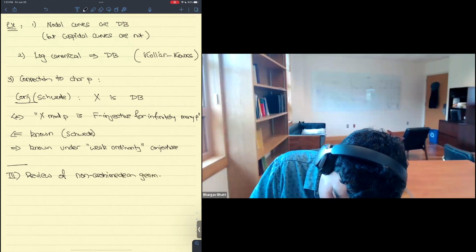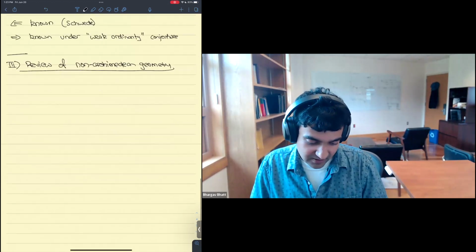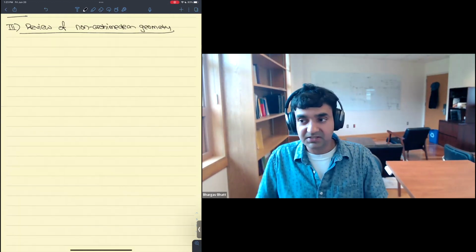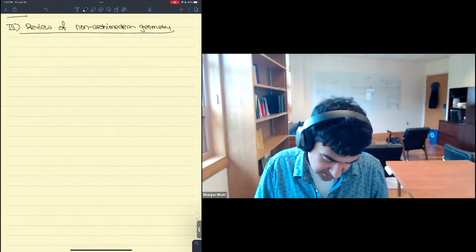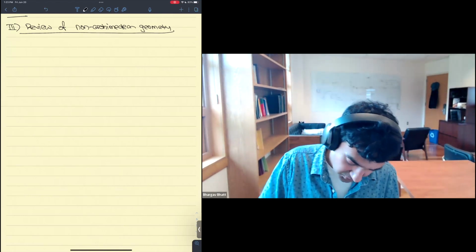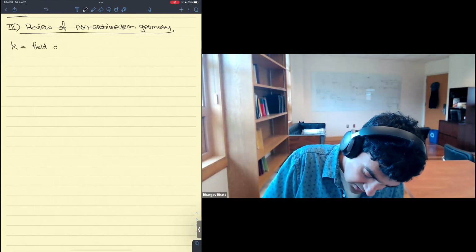Review of non-Archimedean geometry. I'm going to stick to characteristic 0, so everything is characteristic 0. Nothing p-adic is going on. I'll explain the p-adic motivation at some point. So k is going to be a field of characteristic 0. Feel free to take it to be the complex numbers if you wish.